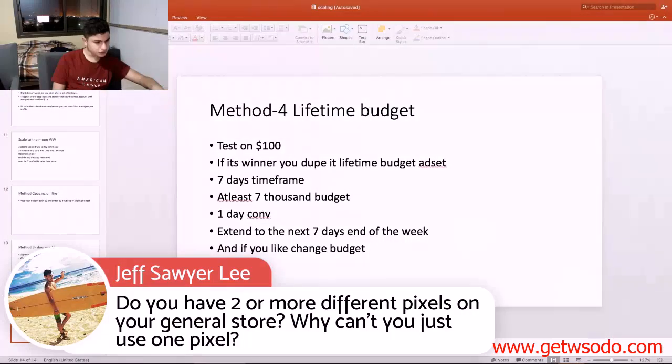And why can't you just use one pixel? If you have more than one ad account, it's better. I see better results if you split your products into more than one ad account and you don't put all your eggs in one basket.